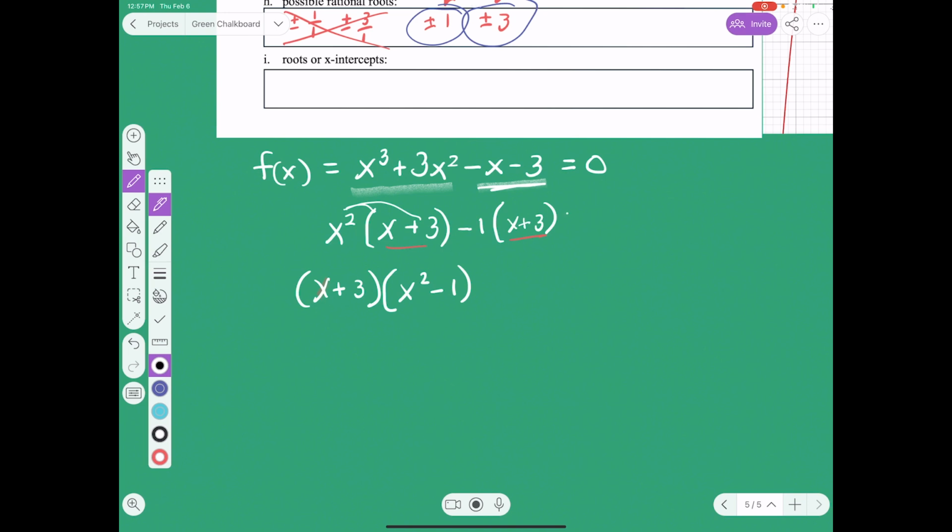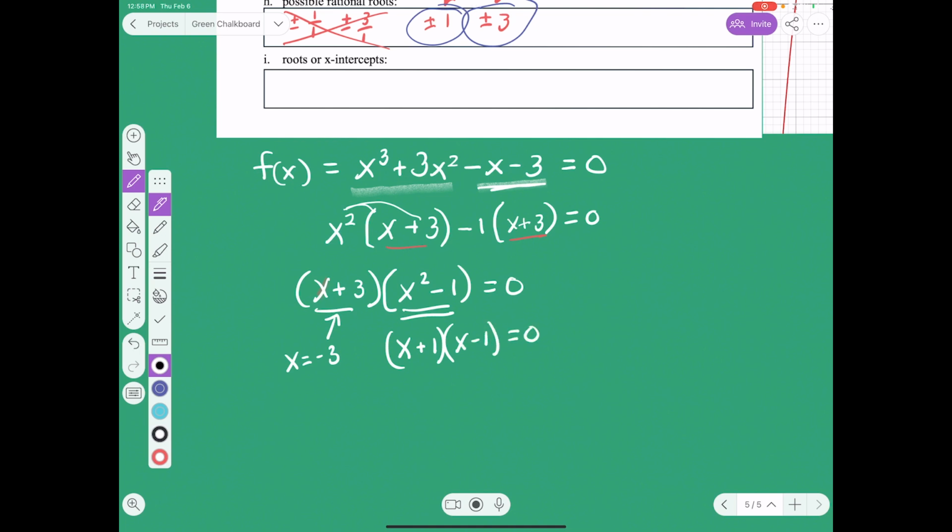Now, again, I'm trying to set all of this equal to 0. So we can see here, hey, if x equals -3, that gives me a 0 here. 0 times whatever this term is will give me a 0 here. Well, I've also got another case here where I can factor this some more. This is a difference of two squares, and that's going to be x plus 1 times x minus 1.